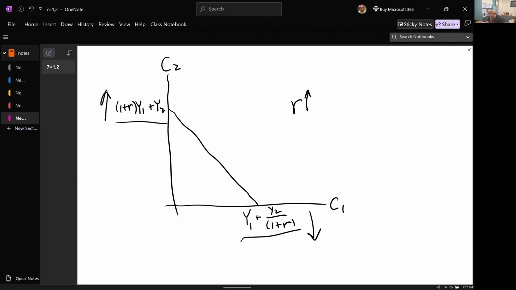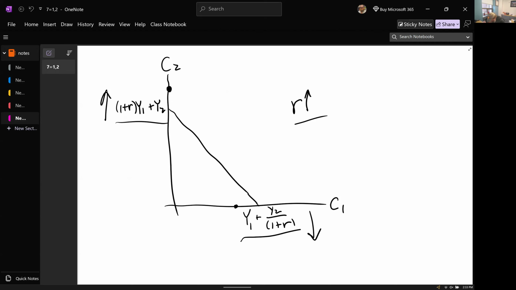It has no impact on y1. Y1 doesn't change, but y2 divided by 1 plus r is now smaller when the interest rate increases. Additionally, we can see y2 doesn't change because r changes. However, 1 plus r changes. And so the future value of current income, 1 plus r times y1, is going to increase. So what that means is that when the interest rate changes, your intertemporal budget constraint also changes.